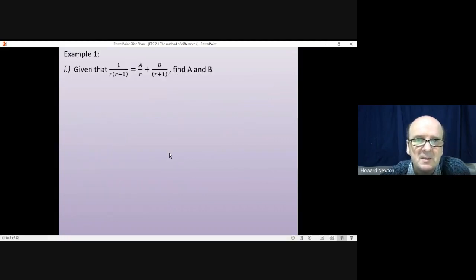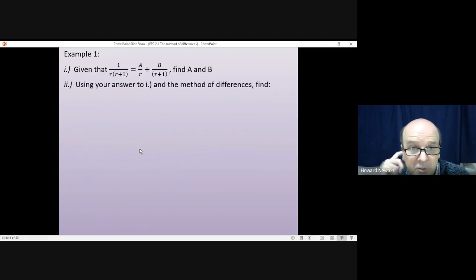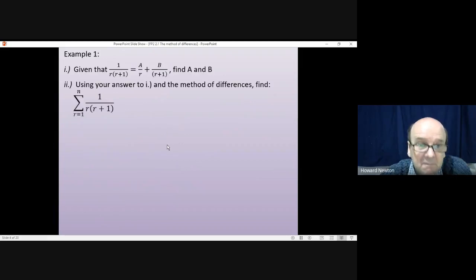So let's say that 1 over r(r+1) can be written in the form a over r plus b over r+1. We have to find a and b. That's a bit of partial fraction work to get the question started. And then part 2, using your answer to part 1 and the method of differences, find a formula for the sum from r equals 1 to n of 1 over r(r+1). Okay, I'll let you have a go yourselves first. So pause the video, have a go, come back to me when you're ready.